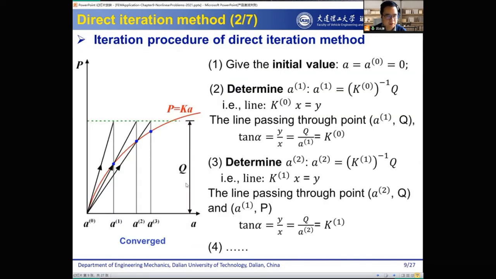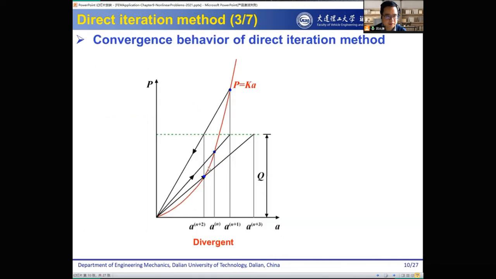We say this is a convergence case, but in some cases there are problems with convergence, so it will not converge to the solution. It will diverge. So here is a divergence case. We start with an initial value An, and then we draw the line. Then we intercept with the nonlinear curve, and then we have An+1, and then we draw the line again.